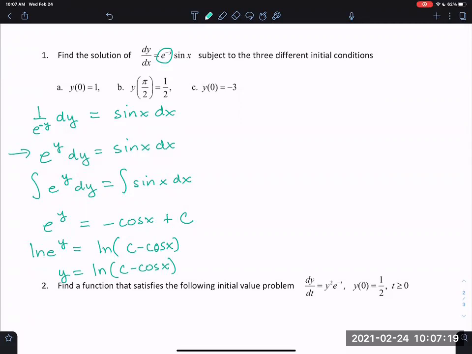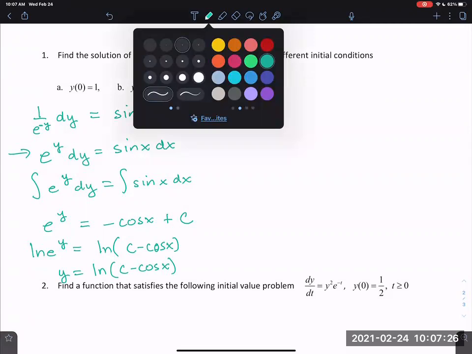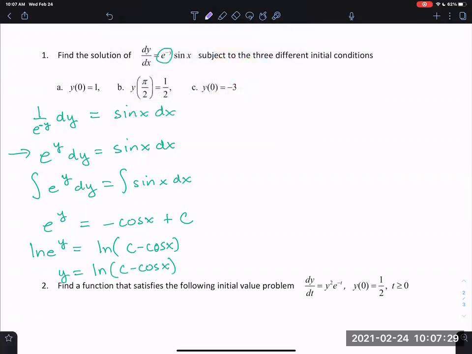I've got 3 different problems, 3 different initial conditions. So I'm going to take it through one at a time. All right, so for A, 1 is equal to, so I'm starting out with y equals, let's do A, y equals ln of c minus cosine x. All right, let's plug in. 1 equals natural log of c minus cosine of 0. 1 equals the natural log of c minus 1.